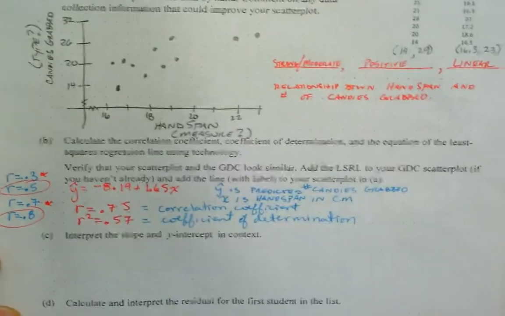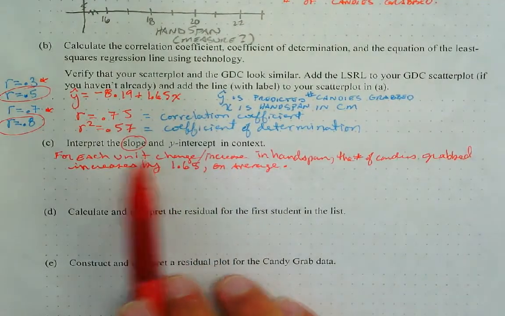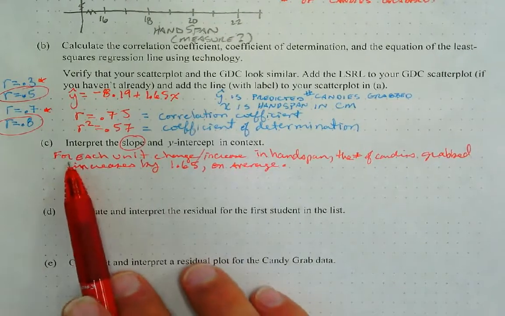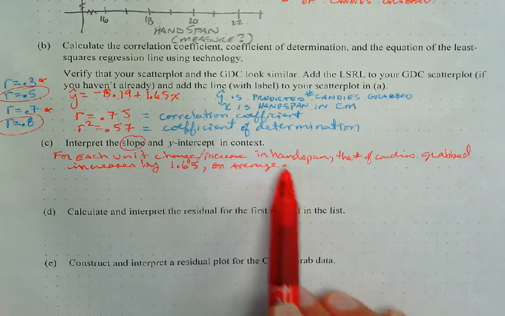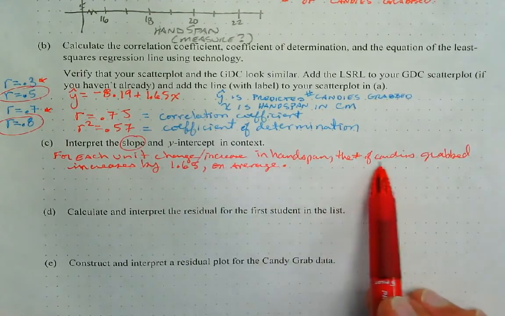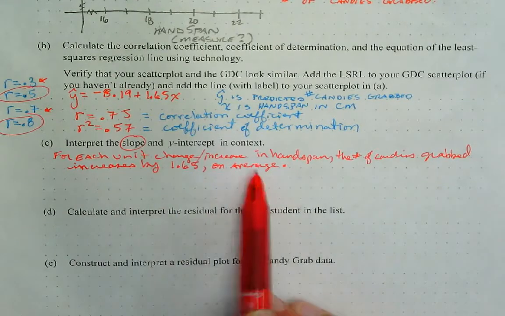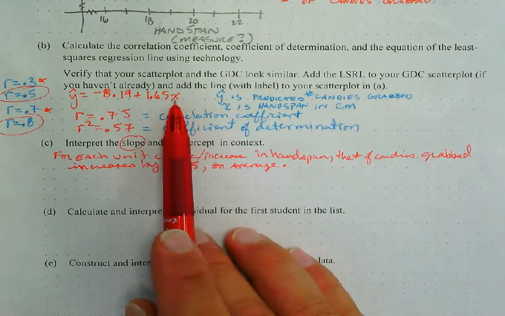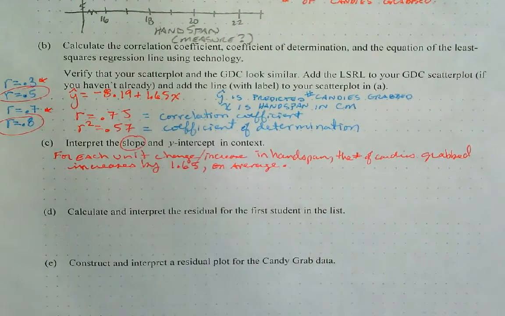Okay. Now, interpretation of the slope and the y-intercept in context. Well, in context, the slope would mean that for each unit increase in the handspan, the number of candies grabbed increases by 1.65 on average, right? That for each increase in this explanatory variable, y hat, the predicted, right, will increase by 1.65 on average.